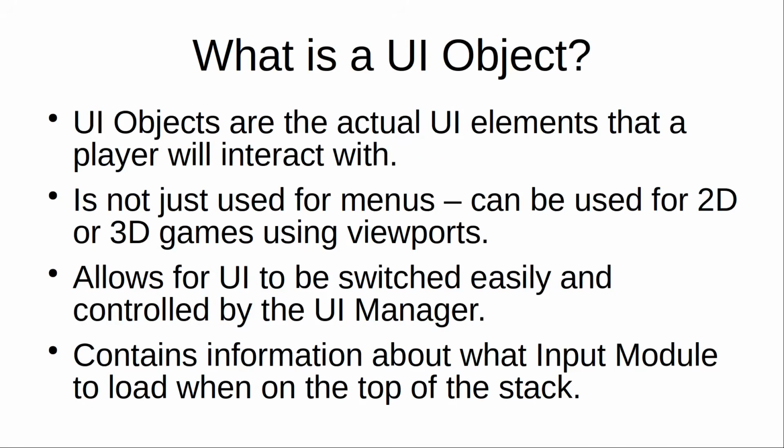So basically, what these UI objects do is that UI objects essentially are just the menus or the user interfaces themselves. They have a reference to the input module that is loaded when they are active, and essentially they take the input from the module and they'll update the state based on that. And they only update the state of the object that's on the top of the canvas stack.